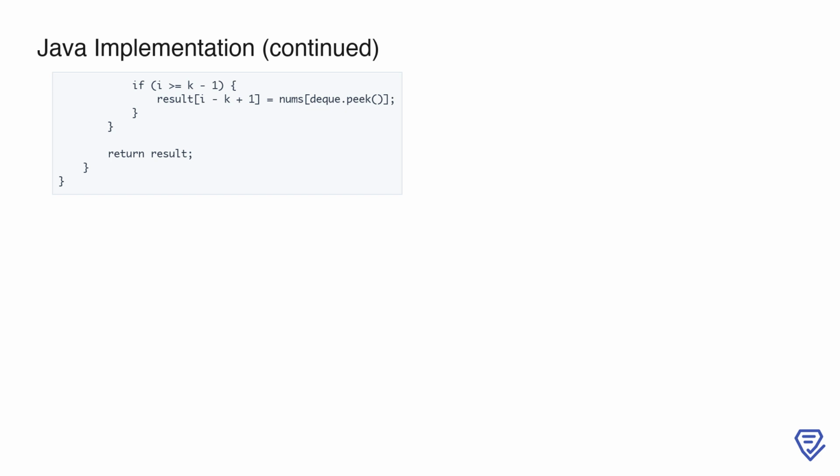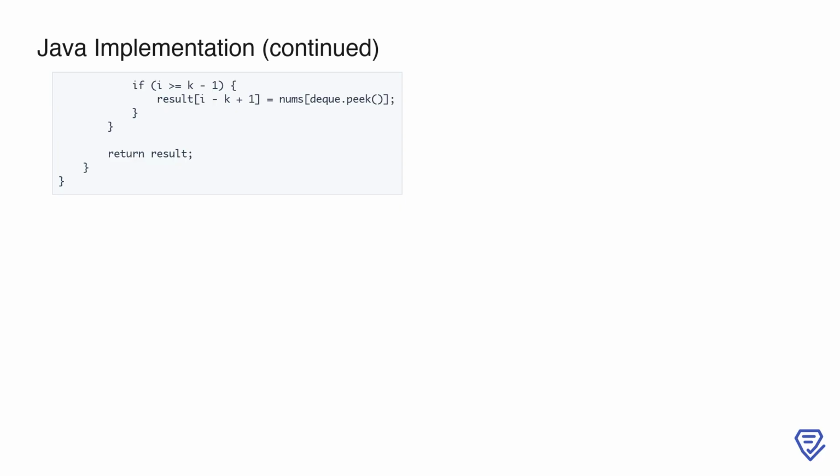This is followed by a crucial step. Once the window has reached its full size, meaning i is greater than or equal to k-1, we record the maximum value of the current window into the result array. The maximum value is always represented by the element at the index stored at the front of the deque. Finally, after processing all elements, we return the result array, which contains the maximum values for each sliding window.